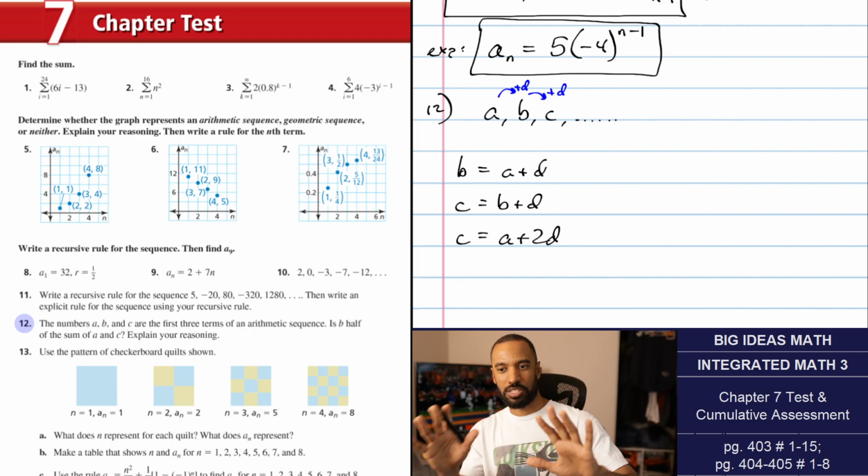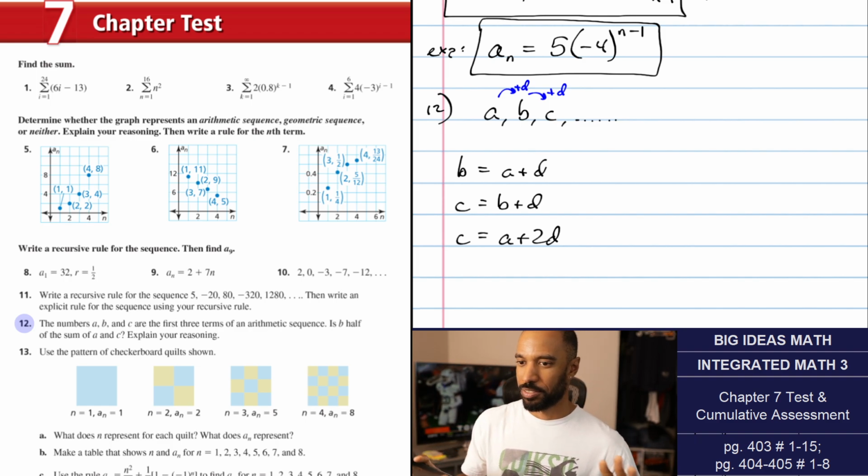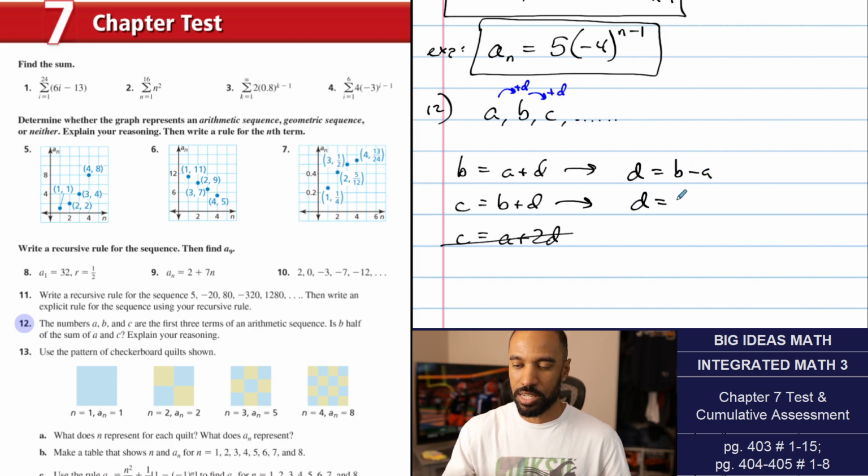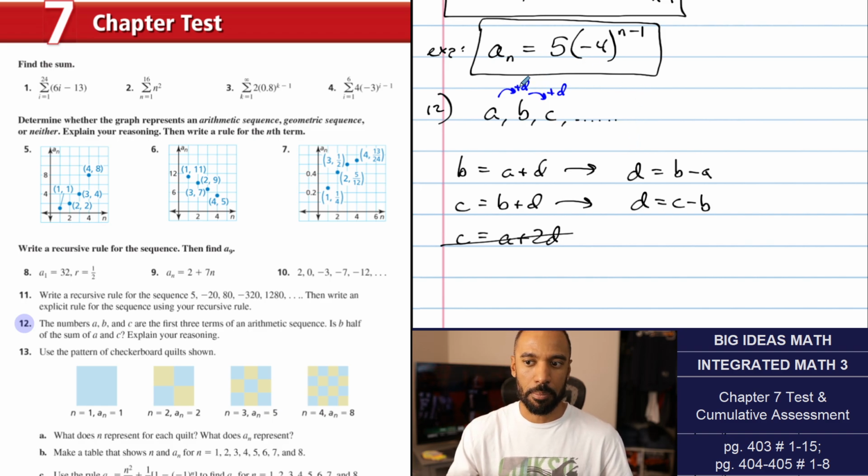How can I work this out? Let's go to these ones and get D by itself. D is B minus A, and D is C minus B. I actually probably should have written it this way first anyway. That's how you should come up with common differences. Do this minus that, this minus that. That means B minus A and C minus B are the same thing.